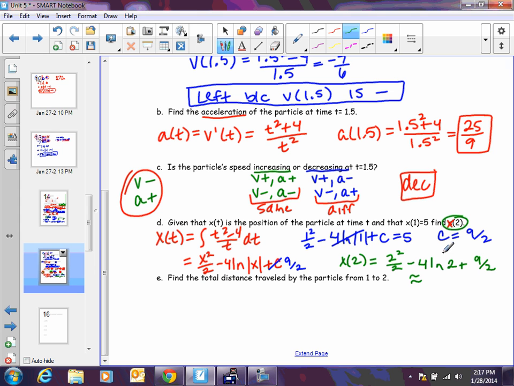2 minus 4 natural log 2 plus 4.5. I'm going to hit diamond enter. Yeah, I got 3.727. That's right.